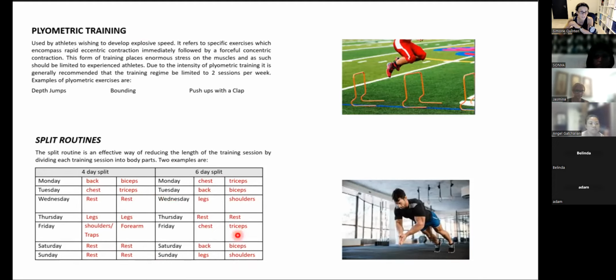So this is just an example from a 6-day split training and a 4-day split training and a 6-day split training.